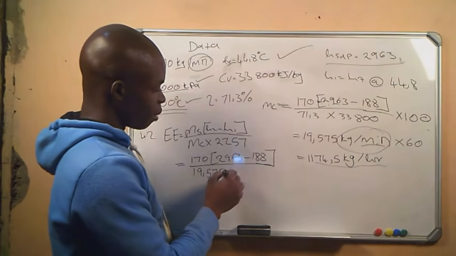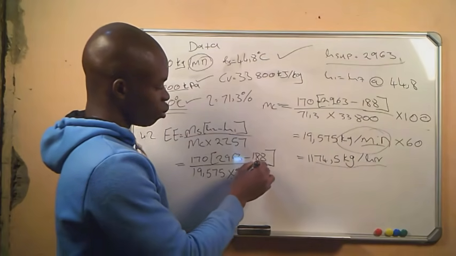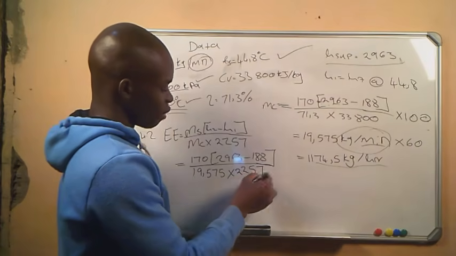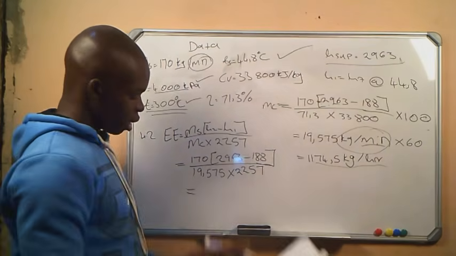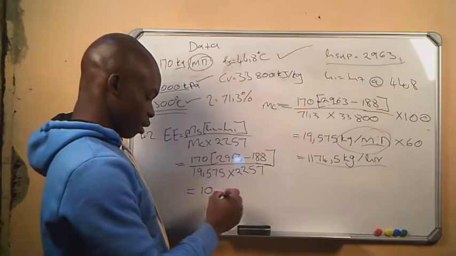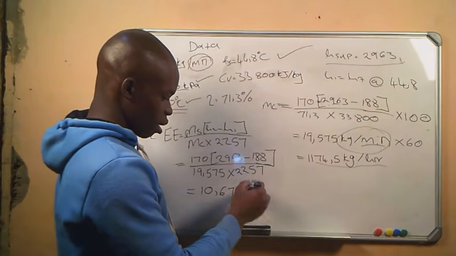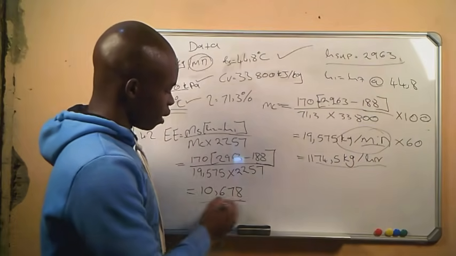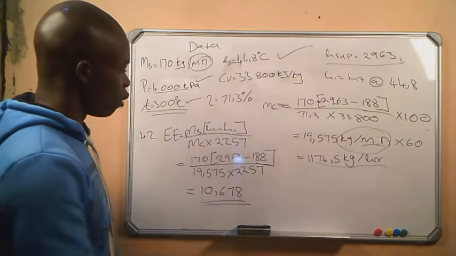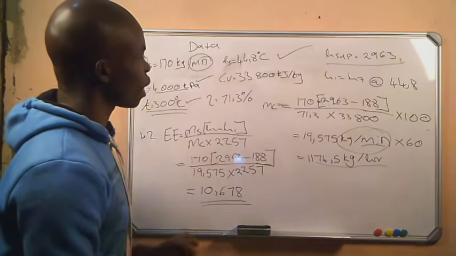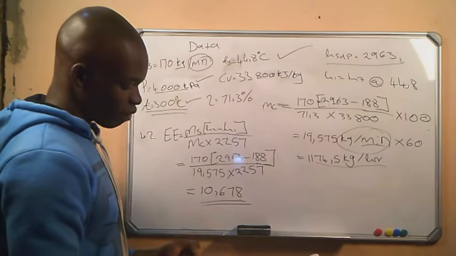19.575 times 2257, and then our answer is 10.678. This is a ratio, so there is no SI unit. There is no SI unit for equivalent evaporation.